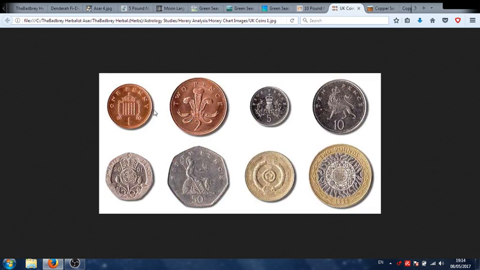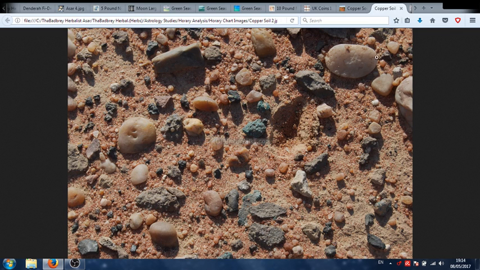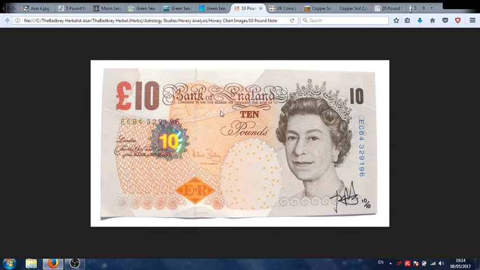See this copper color again. This 1p and 2p correspond with the copper color of the earth. All right, the earth's soil, and the mineral-rich nature of the earth's soil. See that over here? So this £10 note represents the earth and the earth's soil, all right?